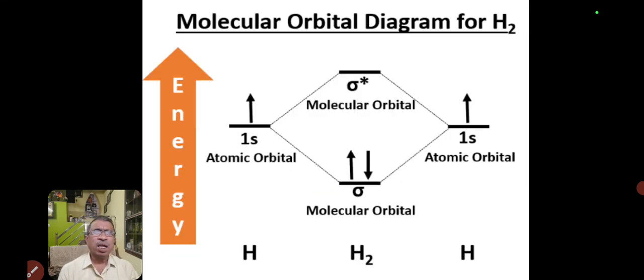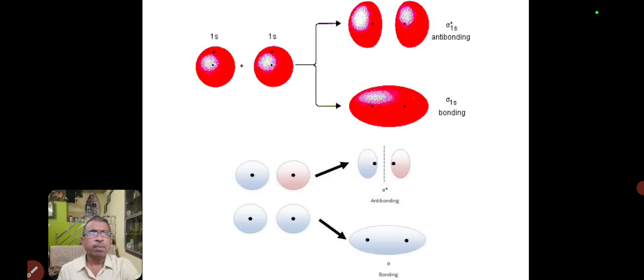So this is the diagram that I have explained. The hydrogen molecule is formed. So in the hydrogen molecule, we have the 2 electrons in the bonding molecular orbital.